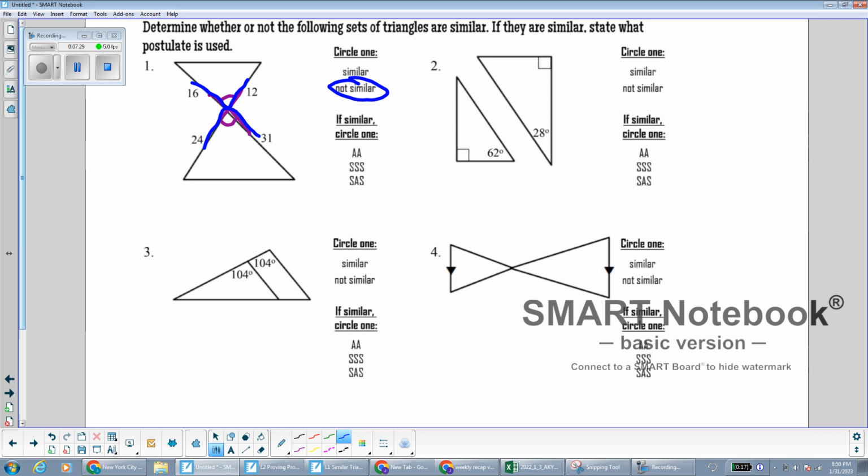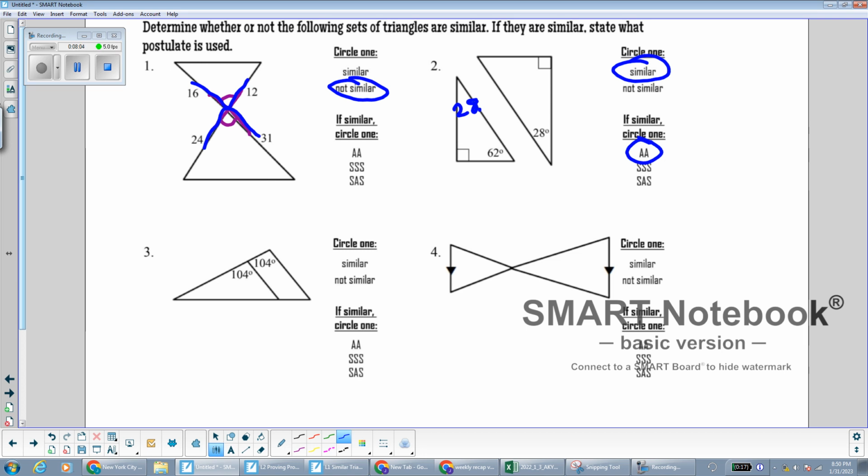Let's take a look at number 2. We have a 90-degree angle, and we have a 62-degree angle in the first one. So what I'm going to do is find what that last angle needs to be to make 180 degrees. So 90 plus 62, that's 152. Subtract from 180, that's 28. So we do have two pairs of congruent corresponding angles. So the triangles are similar by AA.